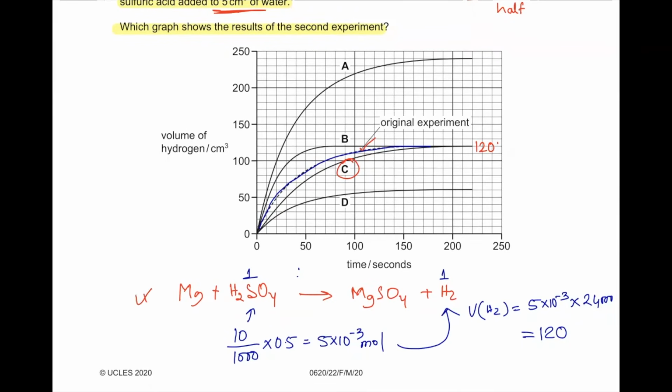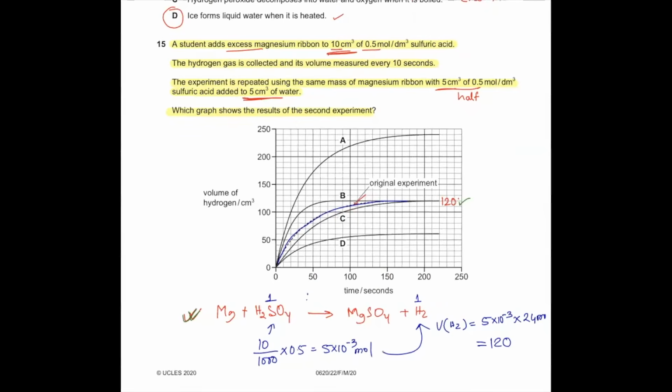Guys, this particular calculation wouldn't be necessary. I just did it to show you how we came up with the calculations of producing 120 cm³. Since in the second experiment we are using 5 cm³, we are using half the quantity. So our volume will be half of that. So half of 120 will be 60 cm³. So D will be the correct answer.